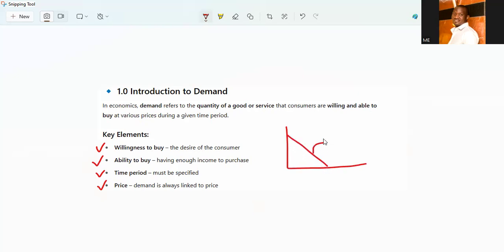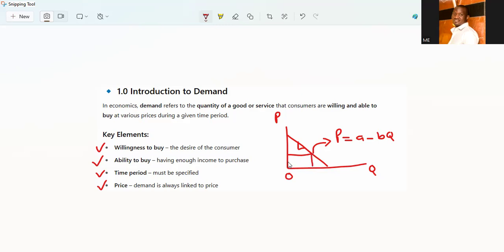And the demand function is given by P = A - BQ. So we have our price here and our quantity there. So this is how our demand function looks. The slope of demand is negative because of the inverse relationship.